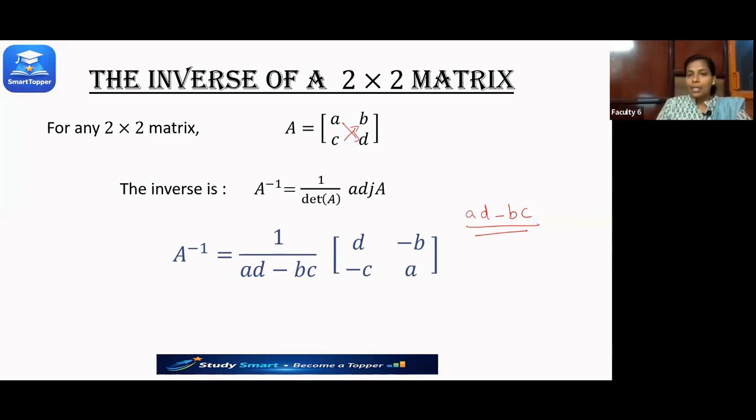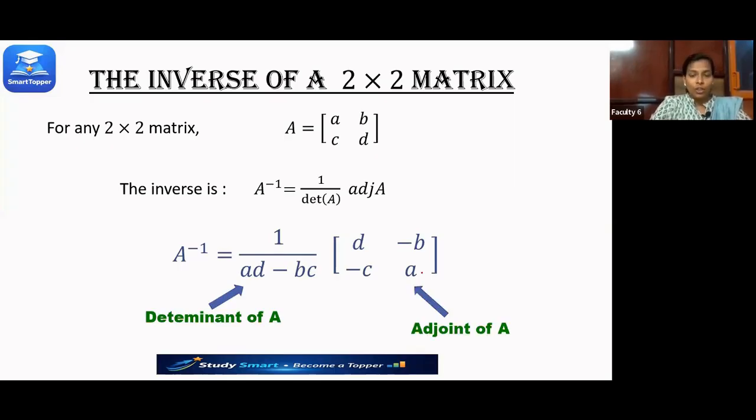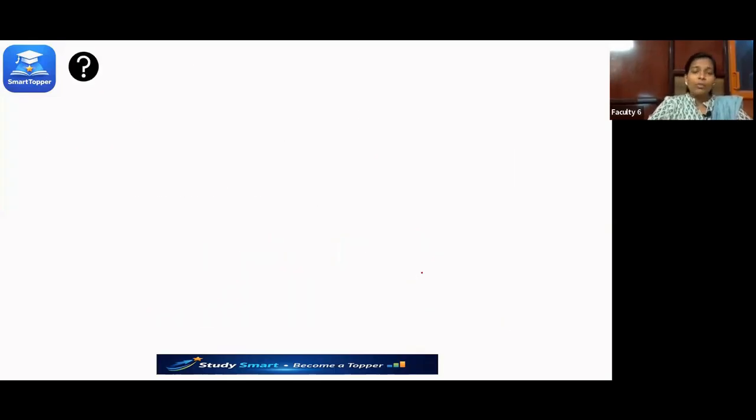So, finally, we can write A inverse as 1 by AD minus BC into the matrix D, minus B, minus C, A as adjoint of A. Clear? So, in order to find the adjoint of a 2 by 2 matrix, just interchange the diagonal elements, then change the signs of the remaining elements. AD minus BC denotes the determinant of A, and the matrix is the adjoint of A. Clear? Now, we can move to a question where we can apply this trick.